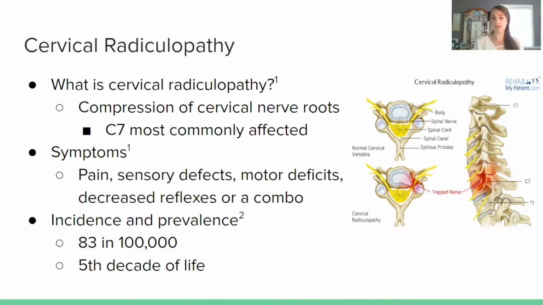Some symptoms we might hear from our patients are that they have pain, sensory deficits, motor deficits, decreased reflexes, or a combination of all of the above. Statistics show that 83 in 100,000 people will experience cervical radiculopathy, and it's most prevalent in the 5th decade of life.